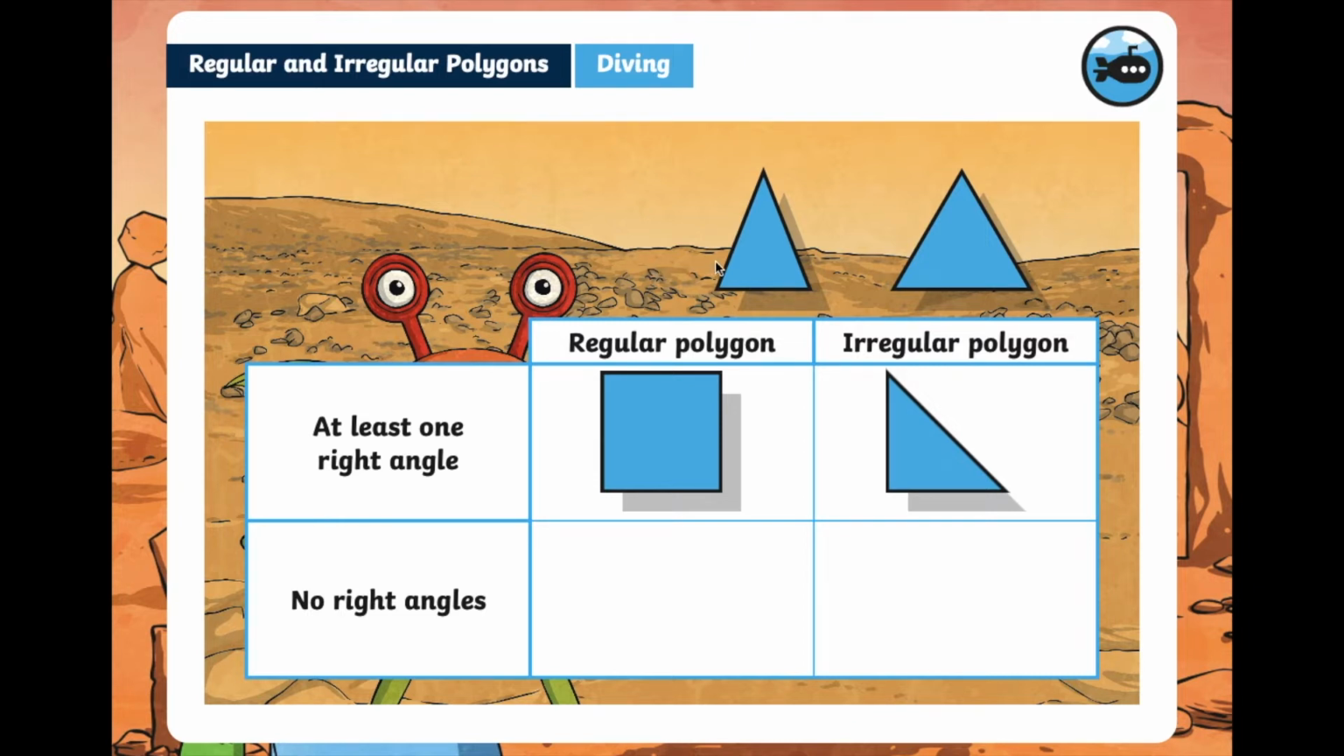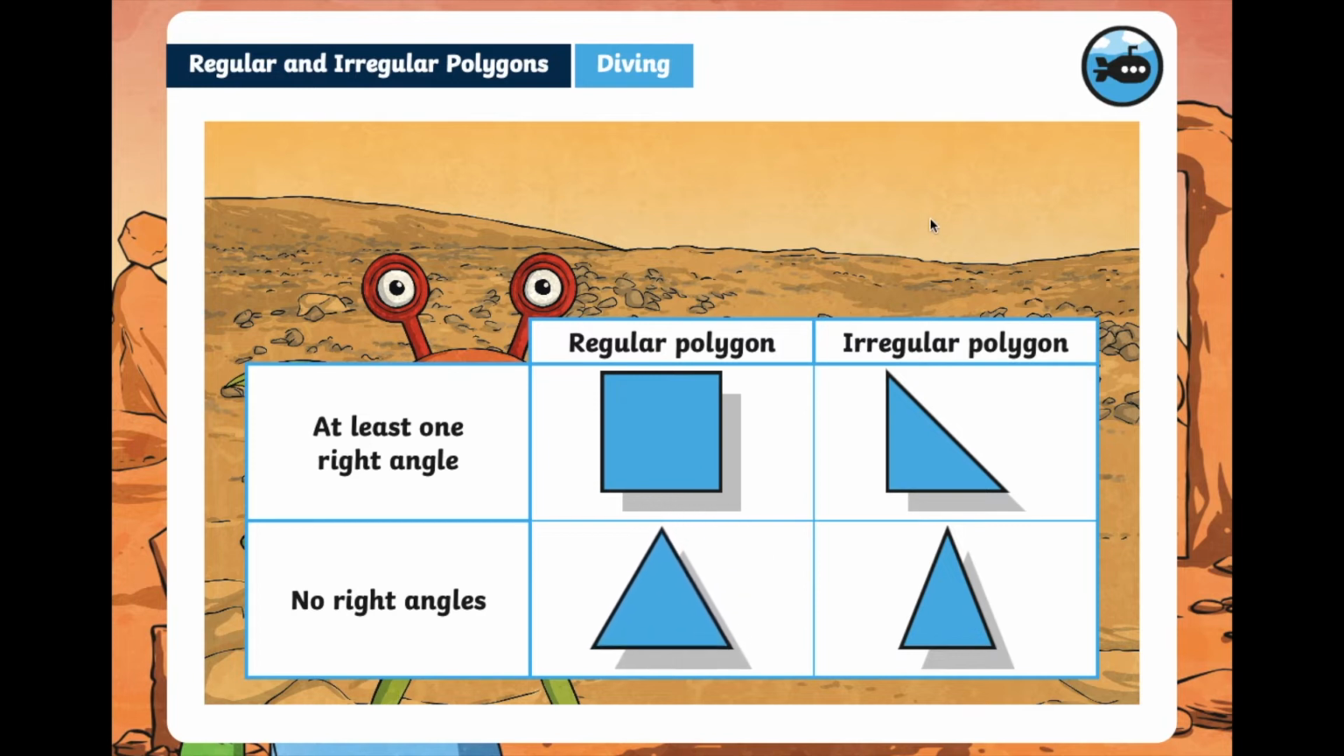Onto our isosceles triangle. Again, that's an irregular polygon because the sides are not the same. We can see we've got one shorter side on the bottom and 2 longer sides going up to the top, and it has no right angles. And our equilateral triangle is a regular polygon because all sides and angles are the same and there are no right angles.